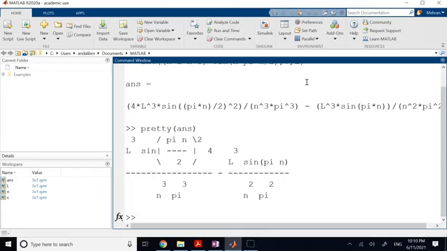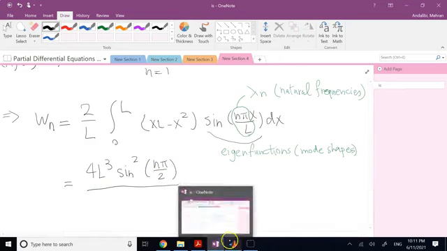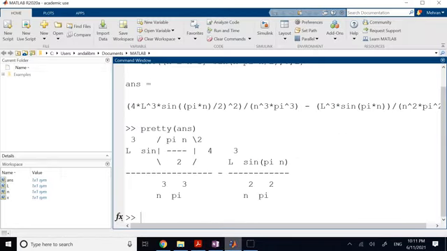Sine of pi over 2 times n is not 0 unless n is what? An even number. When n is an odd number, 1, 3, 5, and so on, this is not going to be 0. So if I want to write it, it is going to be 4L cubed sine squared of n pi over 2 divided by n cubed pi cubed.